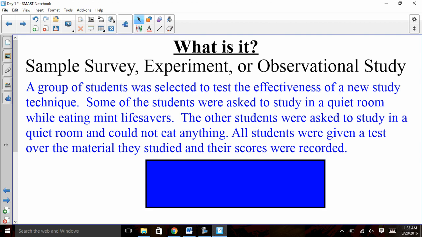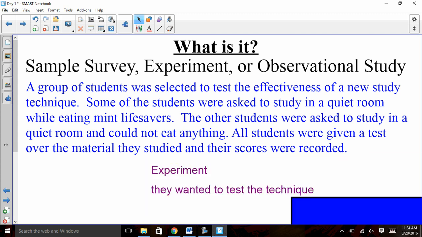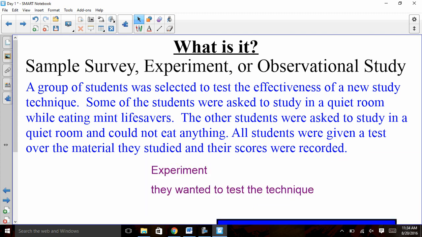All right, a group of students was selected to test the effectiveness of a new study technique. Some of the students were asked to study in a quiet room while eating mint-flavored Lifesavers, and others were asked to study in a quiet room without anything. All students were then given a test over the material they studied, and their scores were recorded. This one's an experiment. They wanted to prove something. They wanted to see whether or not people did better with the Lifesavers versus the non-Lifesavers.